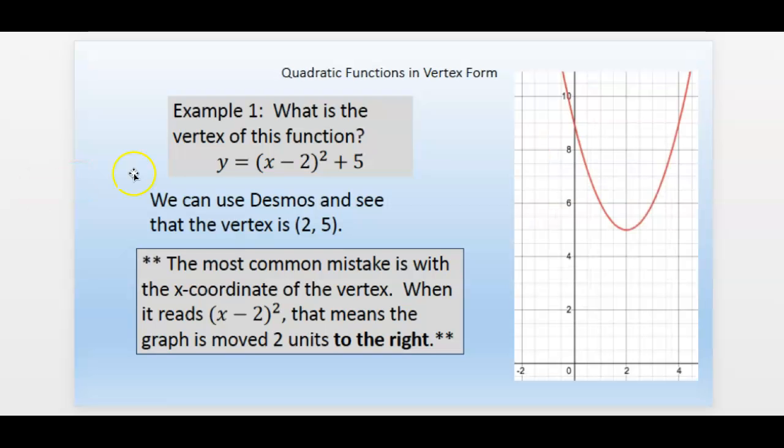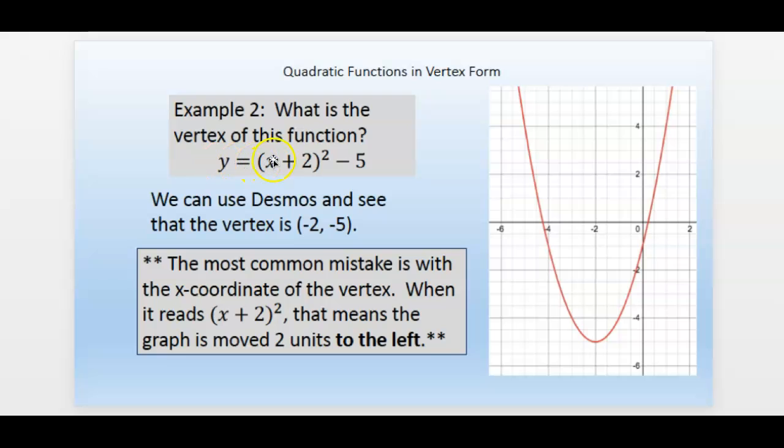Example 1, guys. What's the vertex of this function right here? We can plug that right into Desmos and see that the vertex is 2, 5. It's not negative 2, 5. It's 2, 5. It's the opposite of what's inside, exactly what's outside. And that's the most common mistake. When it reads x minus 2, that means the graph is moved 2 units to the right, and 5 units up. There's the vertex right there, 2, 5.